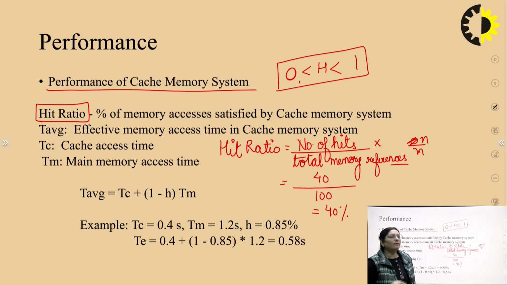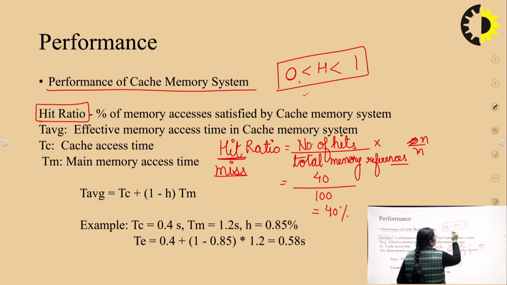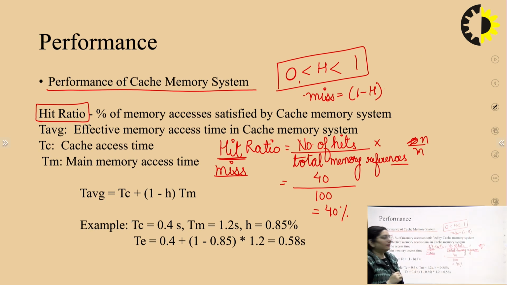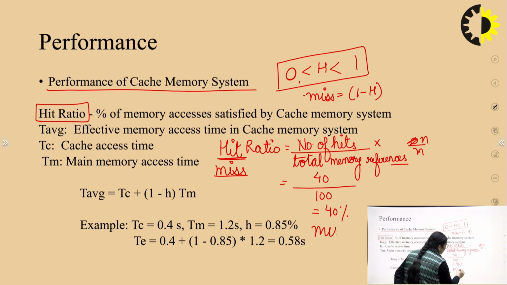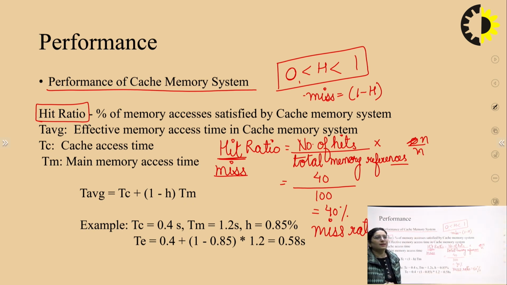Using this convention, if the data is found in the cache, then it is called a hit. If it is not found in the cache, this is called a miss. If we know the value of hit, then the miss is equal to 1 minus hit. That is, if there was a hit ratio of 40%, then 40% of the time the data is found in the cache, but 60% of the time it is not found in the cache. Then the miss ratio is 60%.